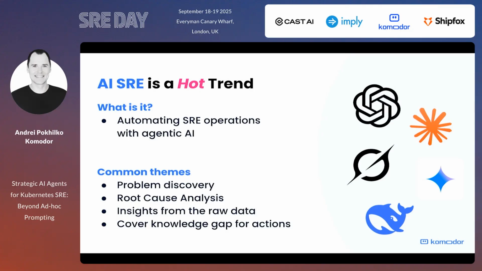The common themes in AI SRE are problem discovery, how you detect problems with AI, root cause analysis, how you find the causes of problems in your system with AI, analyzing the raw data, and covering knowledge gaps when you don't know exactly how to write that kubectl command or piece of YAML. These are the things that people use AI SRE for.